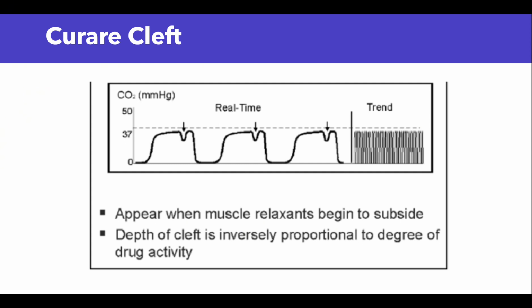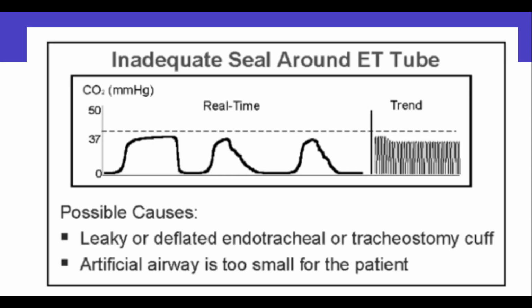In the hospital setting, they may see it when a muscle relaxant begins to wear off. You may see this waveform if you have an inadequate seal around your ET tube. It means it's leaky or your balloon is deflated. So if you see this, give it a double check. It could also mean that your artificial airway is too small.